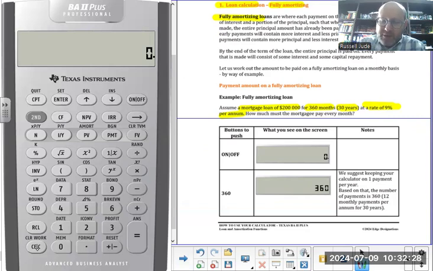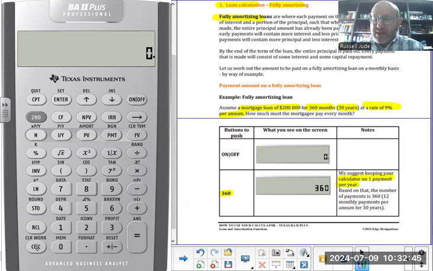Calculators are on. First and foremost, we need to put in 360. Remember, the reason I'm using 360 and not 30 is we have set our calculators to one payment per year. And in our earlier videos, we suggested that you keep your calculators on one payment per year.